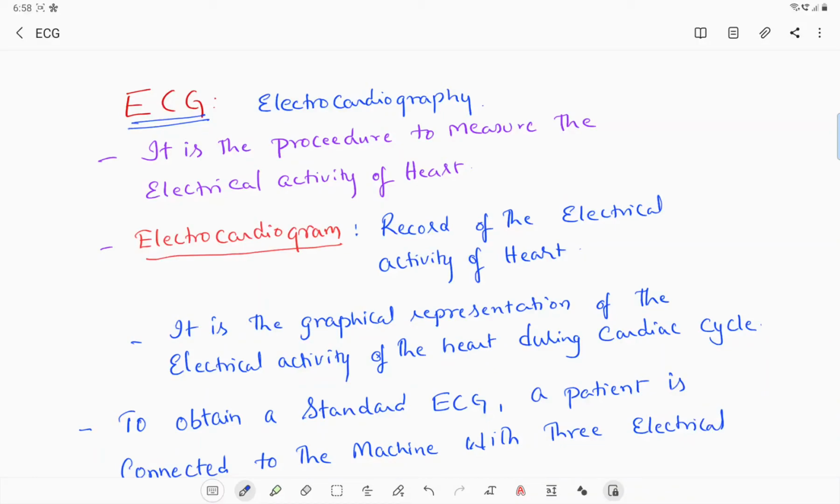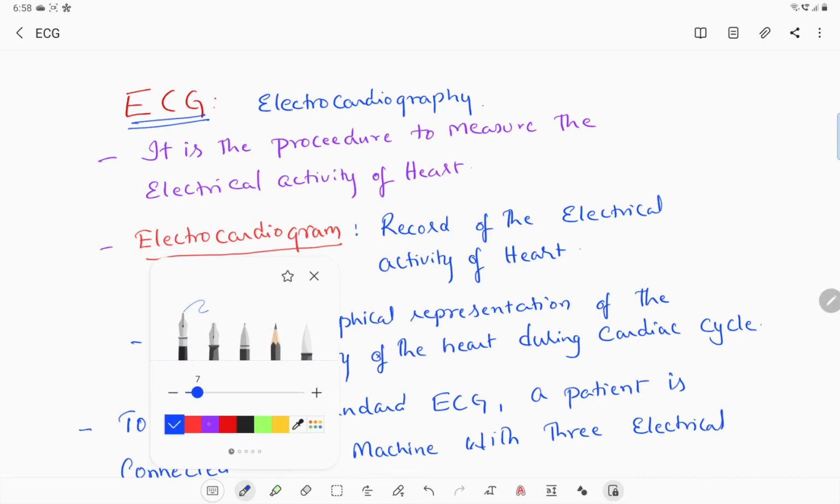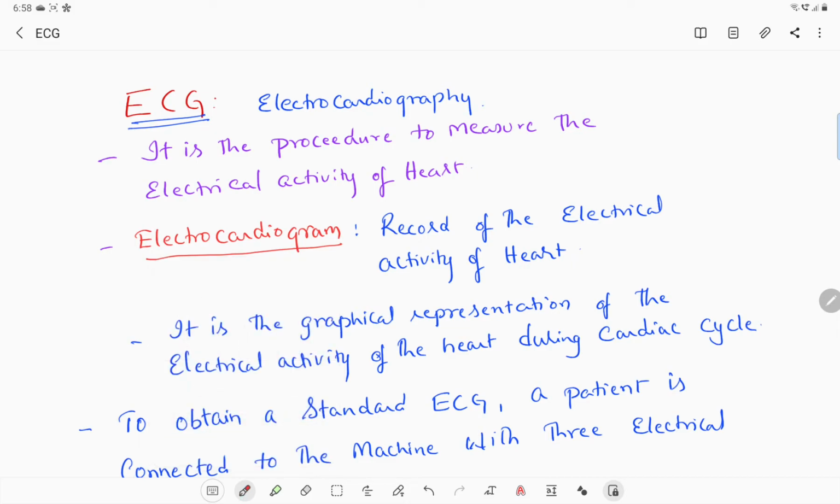Students, today we are going to learn about the next part, that is the ECG. ECG means electrocardiography. It is the method to measure the electrical activity of the heart.